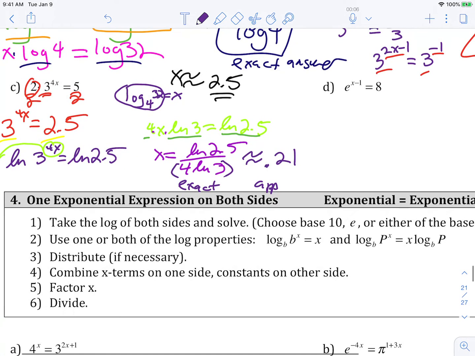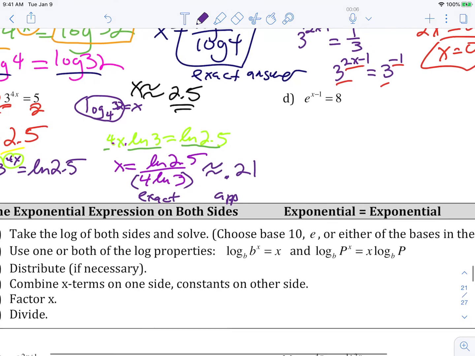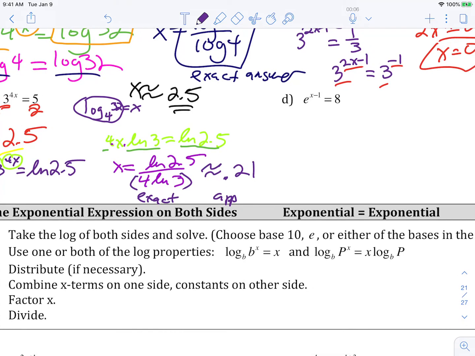Now when you have D, you could go any route you like. Or sorry, when you have D and it's given to you as an e, you're pretty limited. You could do log if you want to, but I don't know why you would. You have something that's already built for e, the natural number. So I'm going to take the natural log of both sides because you can't write 8 as a power of e. So the natural log of e to the x minus 1 is equal to the natural log of 8.